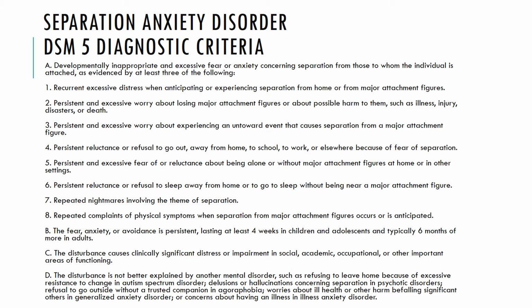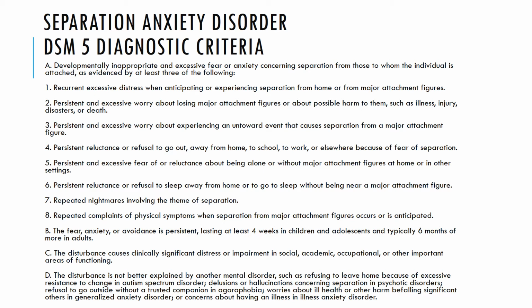Persistent or excessive fear of or reluctance about being alone or without the major attachment figure at home or in other settings. Refusal to sleep away from home or to go to sleep without being near a major attachment figure. And remember that it has to be developmentally inappropriate. So for 2, 3, 4, 5-year-olds to not want to sleep away from their parents or not want to sleep away from home might be developmentally appropriate. So age is really going to have a determination on this.